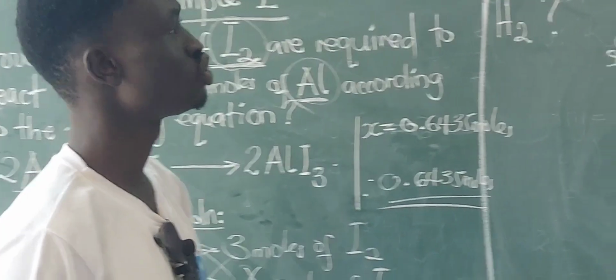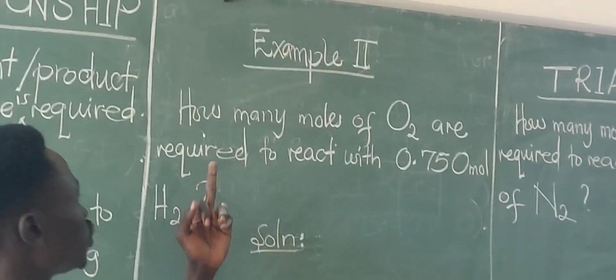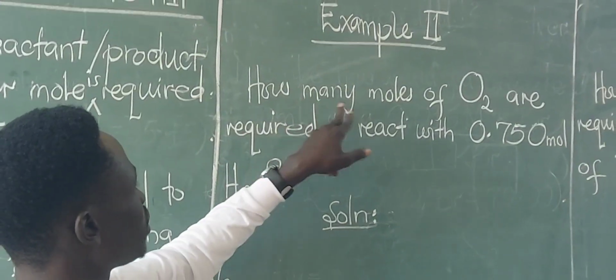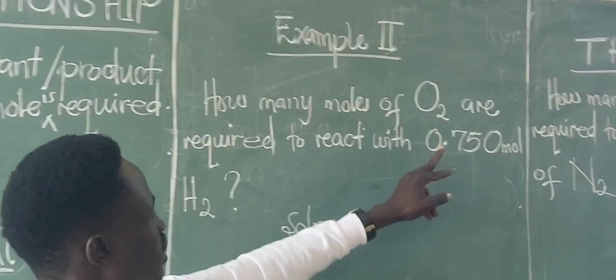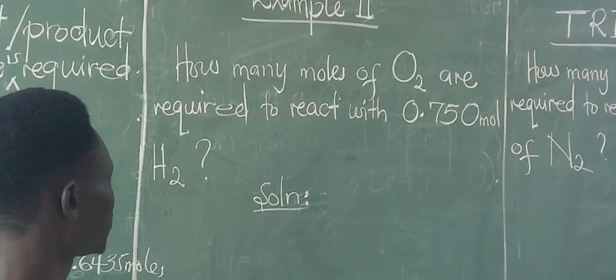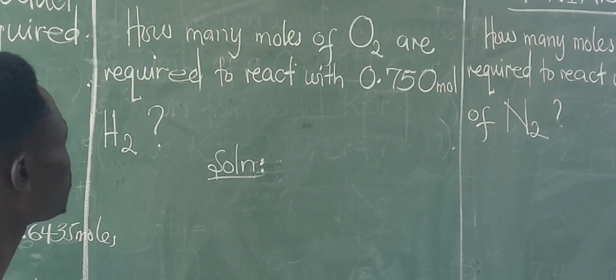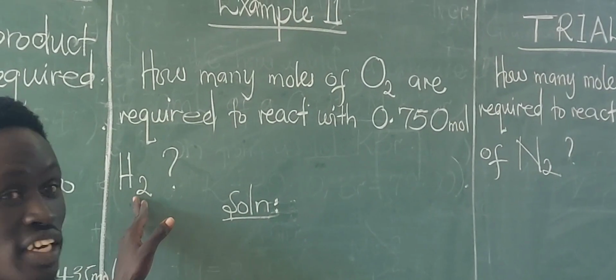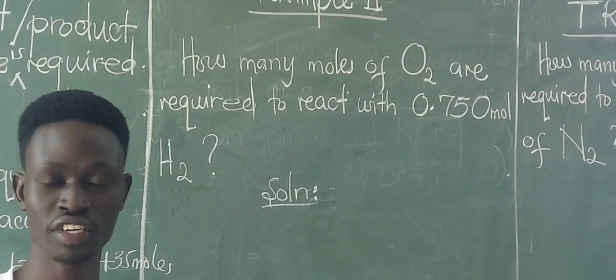Now let us see example 2. In example 2, how many moles of oxygen are required to react with this many moles of hydrogen? It is the same way we have used. But first of all, do we know the chemical equation of this? No, we actually don't know the chemical equation.